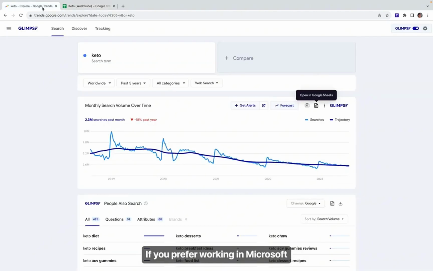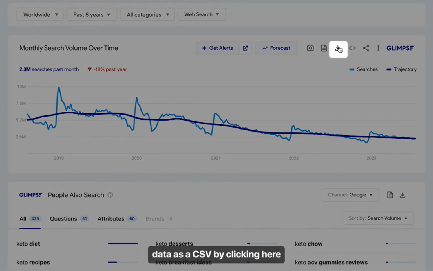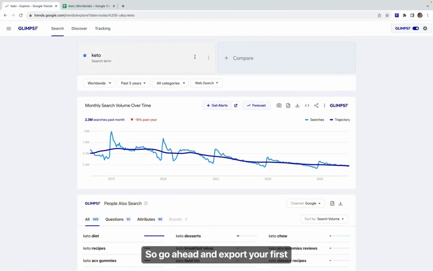If you prefer working in Microsoft Excel, you can also download the data as a CSV by clicking here, rather than going to Google Sheets. So go ahead and export your first data set so you can start doing your own data analysis using search data.